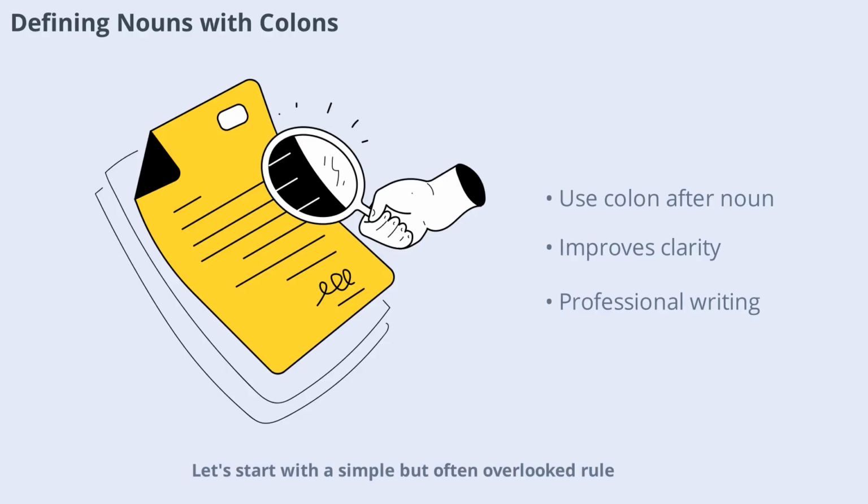Start with a simple but often overlooked rule. When you define or describe a noun, use a colon after it. For example, instead of writing "Thursday, the most spiritual day for all Sai Baba devotees," you should write "Thursday: the most spiritual day for all Sai Baba devotees." This small punctuation change makes your writing clearer and more professional. Remember, clarity in your sentences helps readers understand your message better.